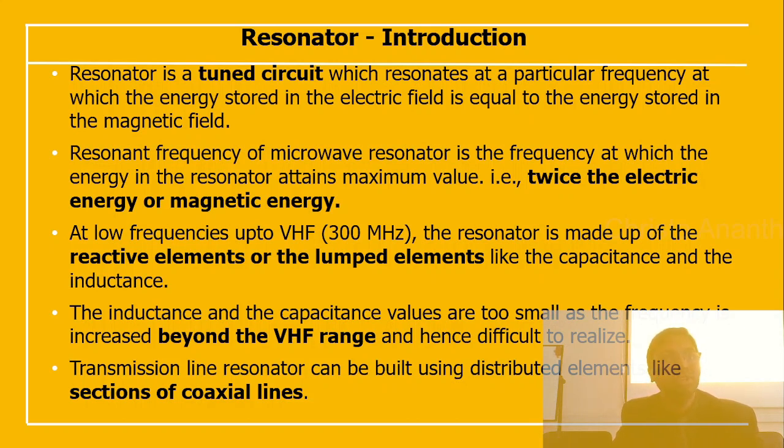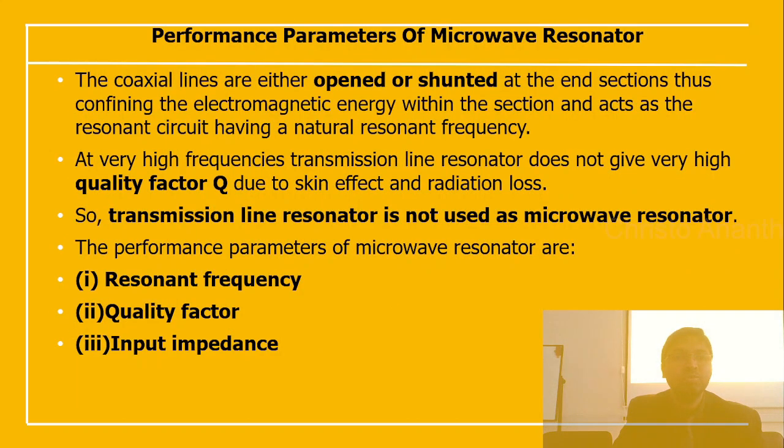Maybe at low frequencies, up to very high frequencies, like 300 megahertz, the resonator will have reactive or lumped elements like the capacitance and the inductance. The inductance and capacitance values will be very, very small because the frequency is increased beyond the very high frequency range, and therefore it is much more difficult to realize. So here we will be using transmission line resonators using distributed elements like sections of coaxial lines. The coaxial lines can either be open or shunted.